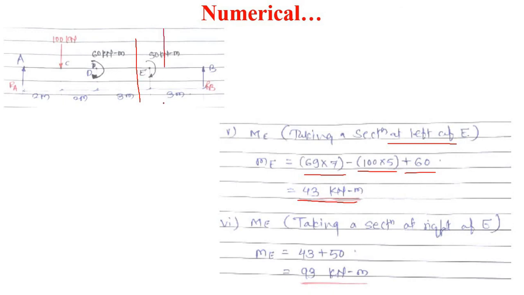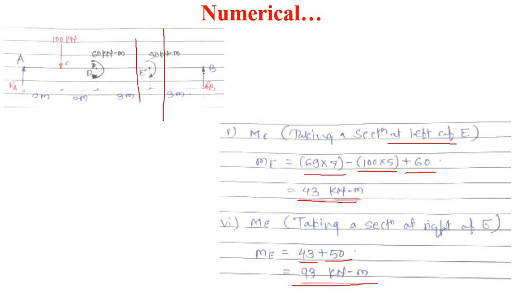Similarly, take a section at the right side of E and calculate the bending moment. When we take a section just at the left side of E, bending moment ME is 43 kilonewton meter, so this 43 as it is, plus this 50 kilonewton moment at point E. It is in the clockwise direction, so add this 50 here, so this will be 93 kilonewton meter moment at point E. And bending moment at point B is equal to 0 because it is a simply supported beam.